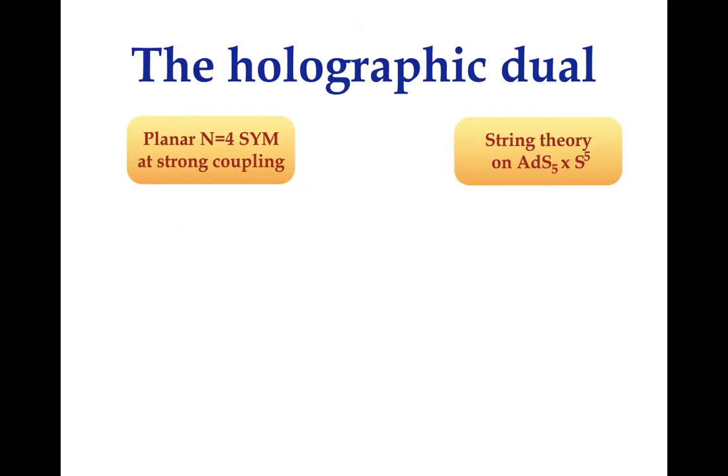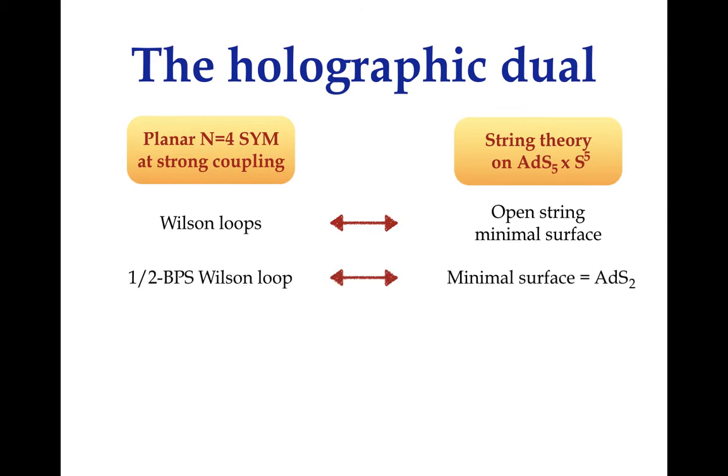The holographic dual to this configuration can be studied in the N=4 AdS5 x S5 AdS/CFT correspondence, and in particular, it is known that Wilson loops in planar N=4 super Yang-Mills at strong coupling are dual to open string minimal surfaces in AdS5 x S5. For the specific case of the 1/2 BPS Wilson loop, the minimal surface is AdS2, and this allows us to study this configuration from the point of view of the AdS2/CFT1 correspondence.